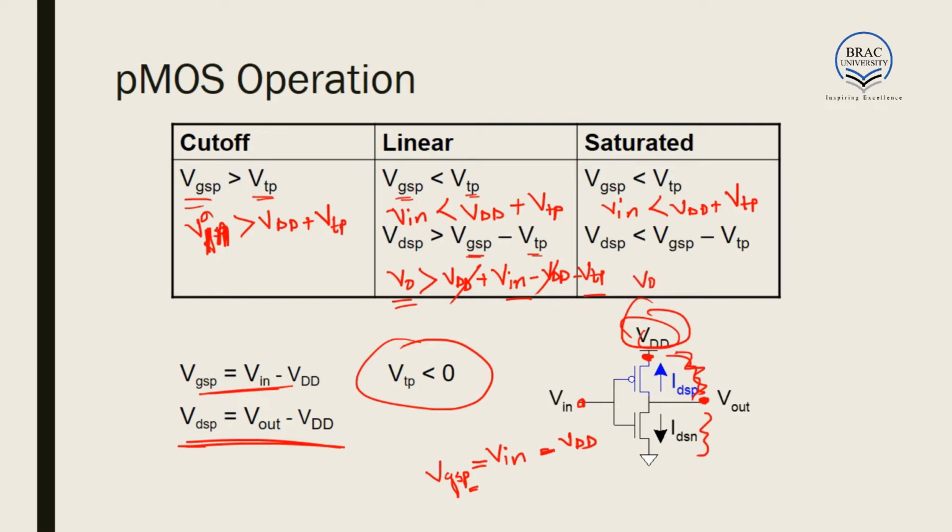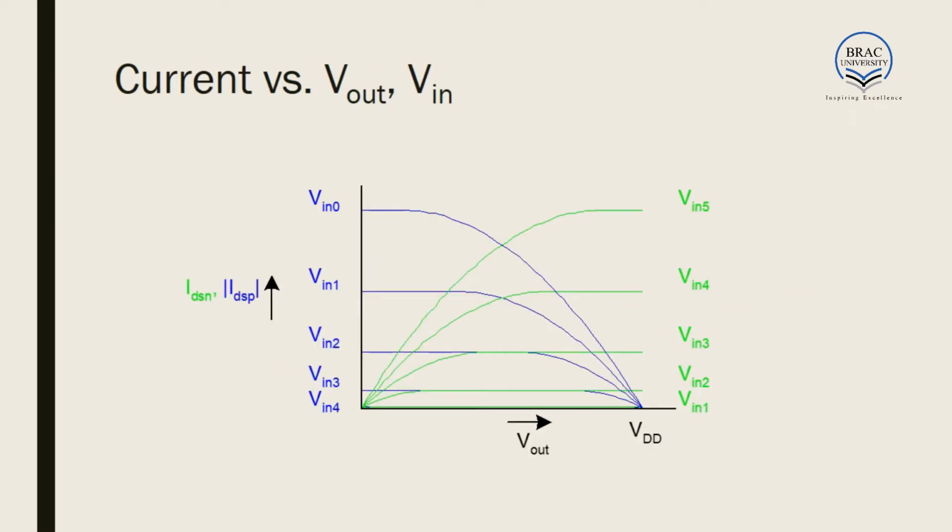saturation, Vout is lesser than VDD plus Vin minus VDD. This whole thing is VGSP minus VTP threshold voltage. So this positive and negative VDD are cancelled out. So here Vout has to be greater than Vin minus VTP. These three conditions will again have to be remembered when we look into the operation of a CMOS inverter.